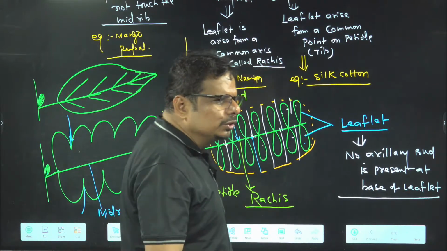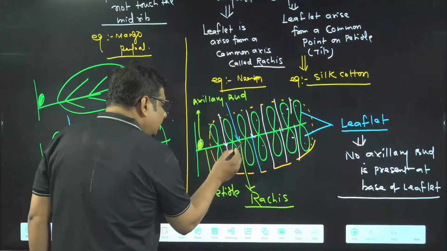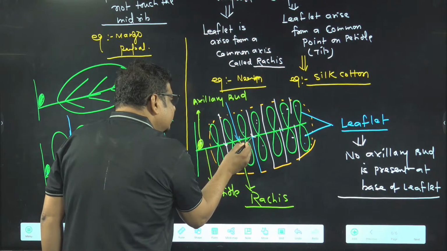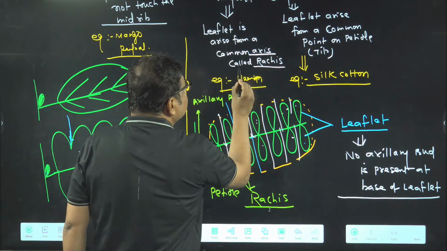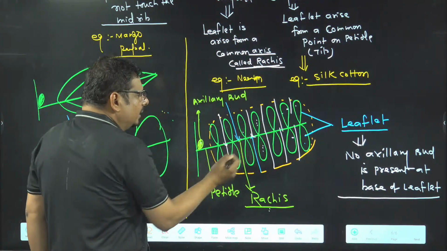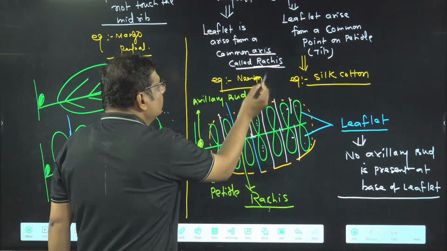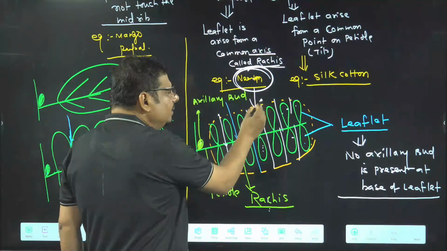Right, so that is over. Now have a look. Here all the leaflets are present on a common rachis. All the leaflets arise from a common axis called the rachis. So which kind of leaf is it? Pinnately compound leaf. The example is the leaf of the neem.